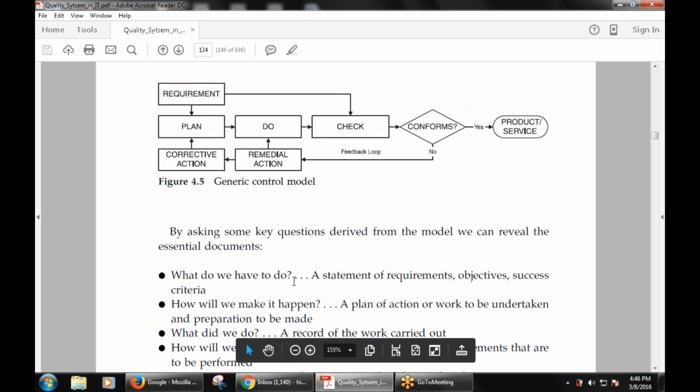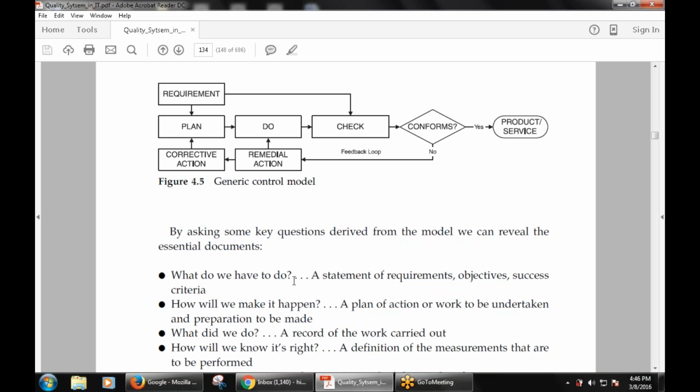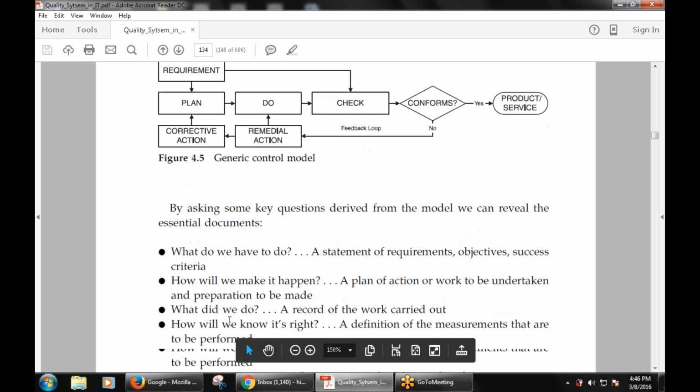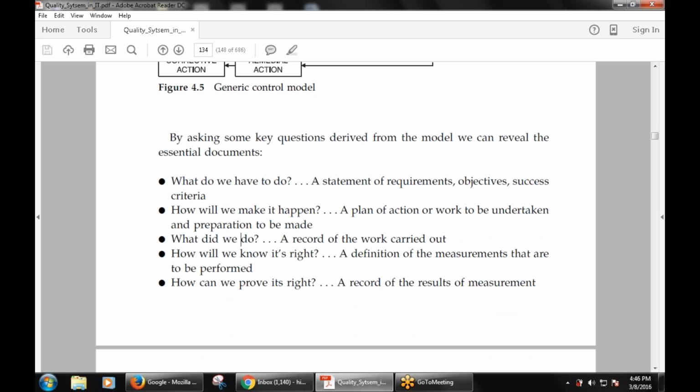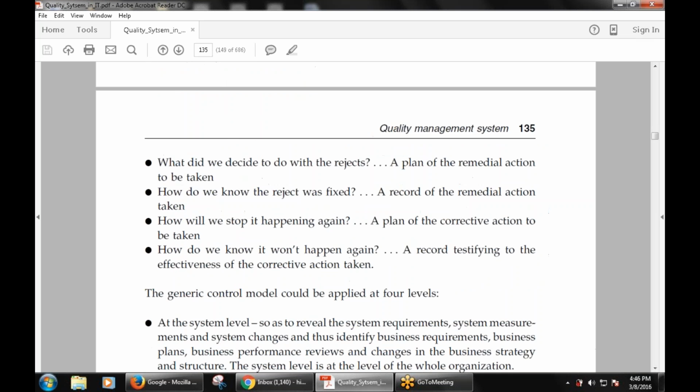So what do we have to do? That is, what are the various steps that we have to do? Then how will we make it happen? Then what do we do? Then how will we know it is right? How can we prove it is right? These are the various questions answered for the essential documents, for the essential part of the documentation, that is developing the model, the generic model.